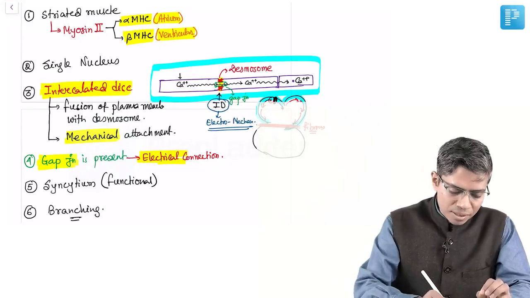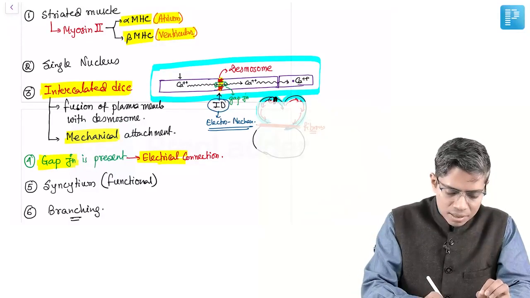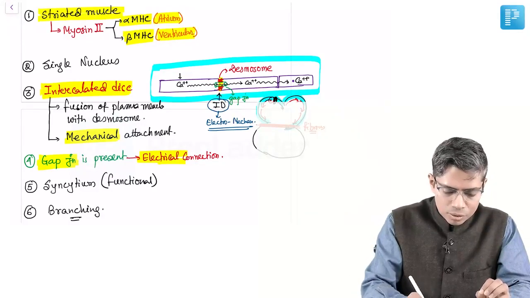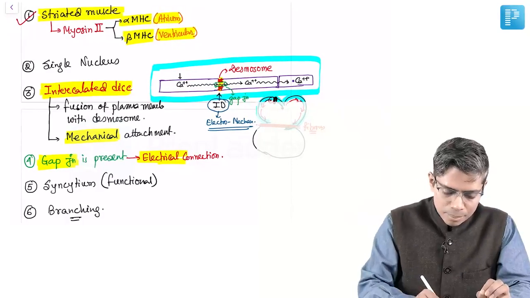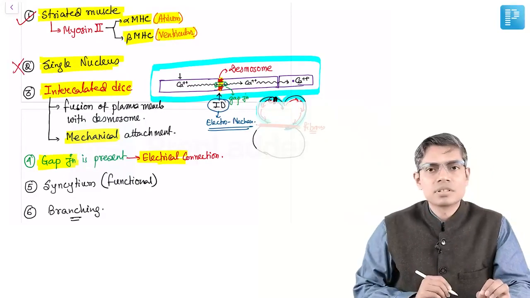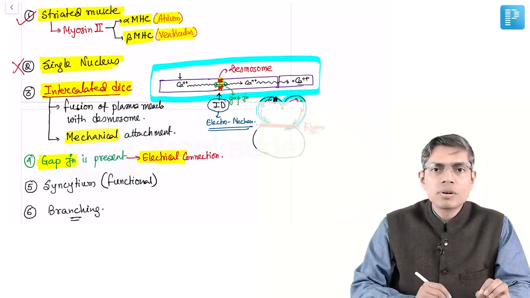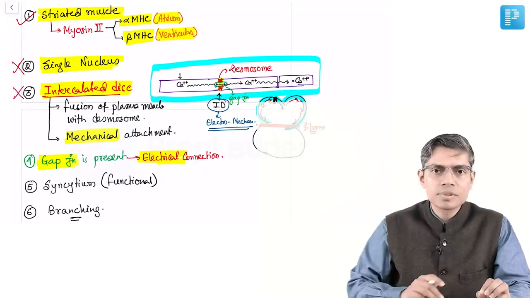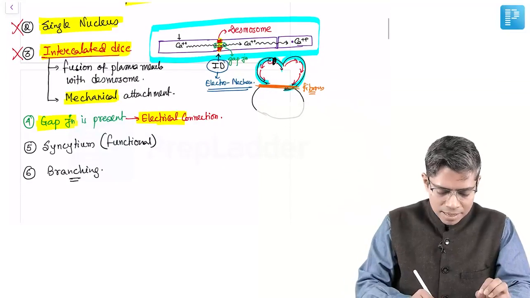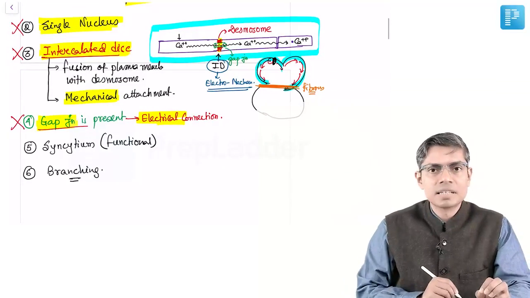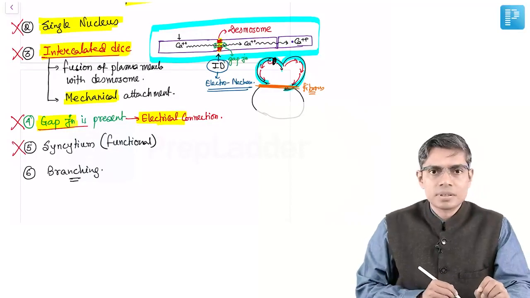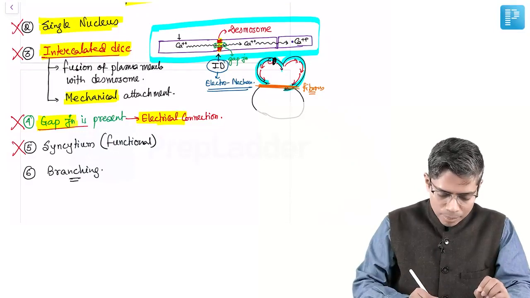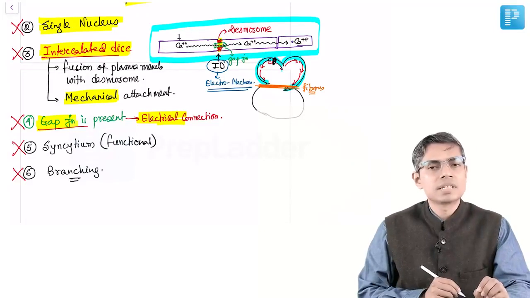So the first point, striated muscle, obviously the skeletal muscle is also a striated muscle, so this point is similar in both of them. Then single nucleus is present in myocardium cell. We know that multiple nuclei are present in skeletal muscle, so this is not similar. Intercalated disc, I told you already that this is an exclusive feature of myocardium, so this is also not present in skeletal muscle. Gap junction is also not present in skeletal muscle, and because gap junctions are not present, they are not syncytium. Skeletal muscle is not syncytium, and branching is also not present in case of skeletal muscle.